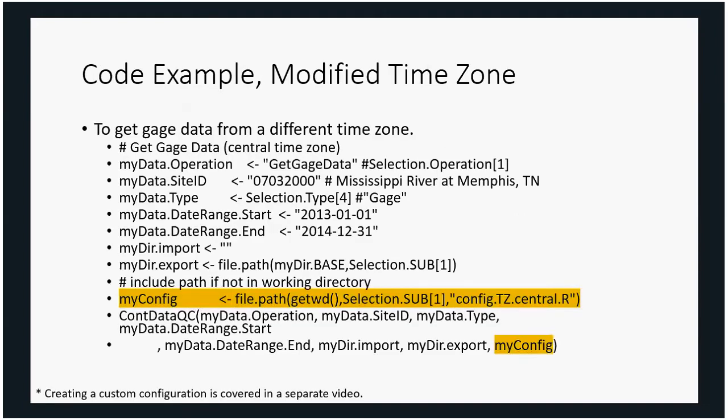An example using that same code I had previously, highlighted in yellow, is where I want to add in my configuration. I named the file config.tz.central. If you want to know more about doing the configuration files, there's a different video and PowerPoint and R notebook.